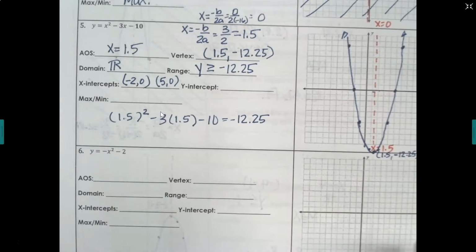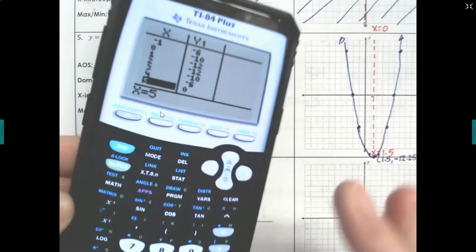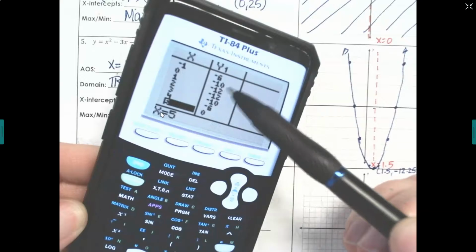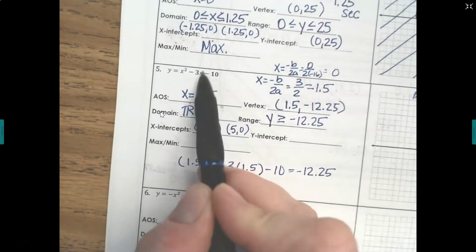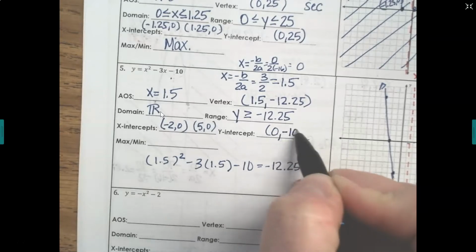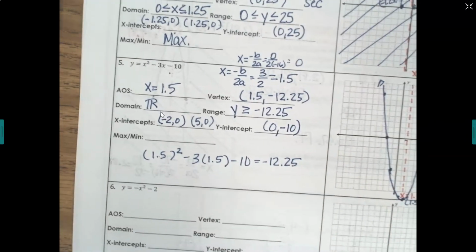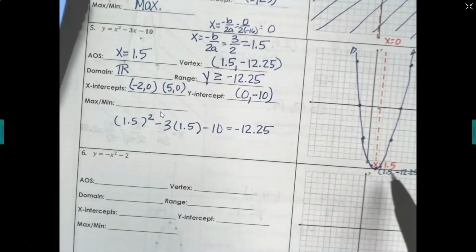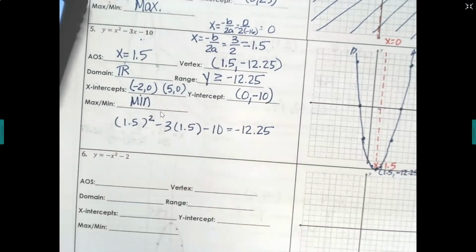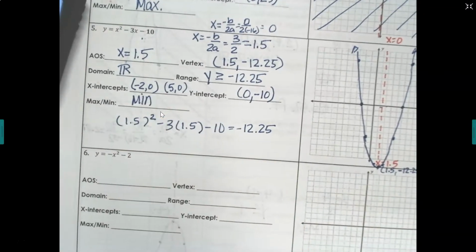And our y-intercept is where x is 0. We didn't actually graph that one, but we can look right here where x is 0, y is negative 10. And if we look right there, negative 10. So our y-intercept is at 0, negative 10. And this graph, that vertex is on the bottom, so it's a minimum. All right, one last one.